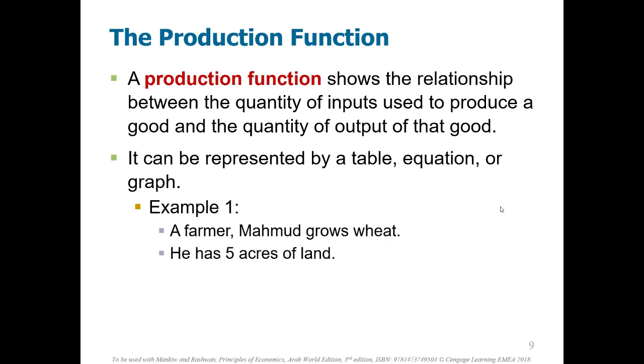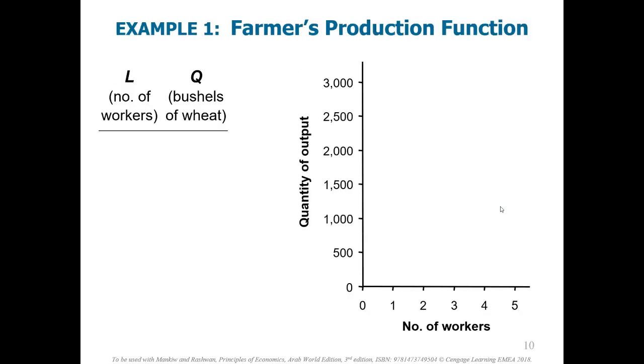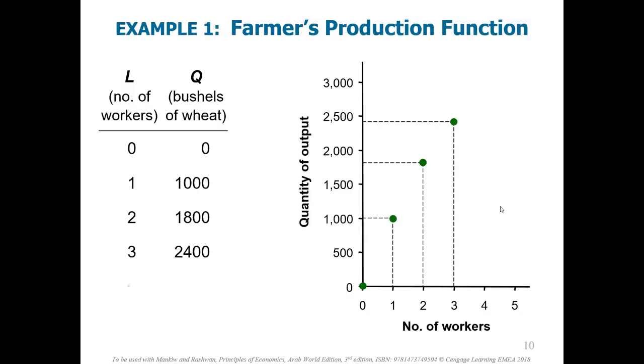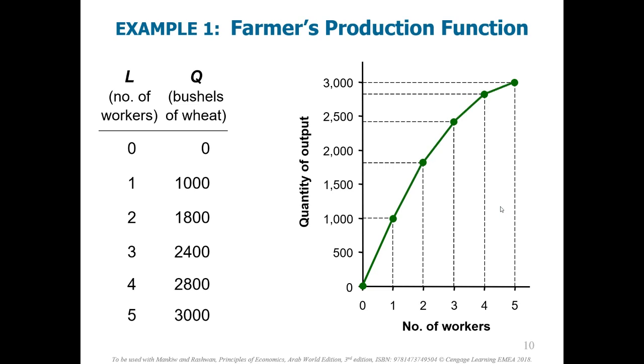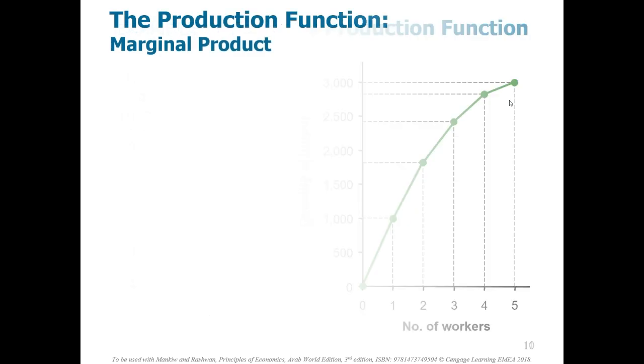In this case, if you think about Mahmood, he has the land, which is fixed, but he has people who work for him to grow wheat. So this is what you're going to have a look at here. One worker, two workers, three workers, you'll see that output is increasing, and you notice this thing here is actually decreasing. We'll learn about why that happens.